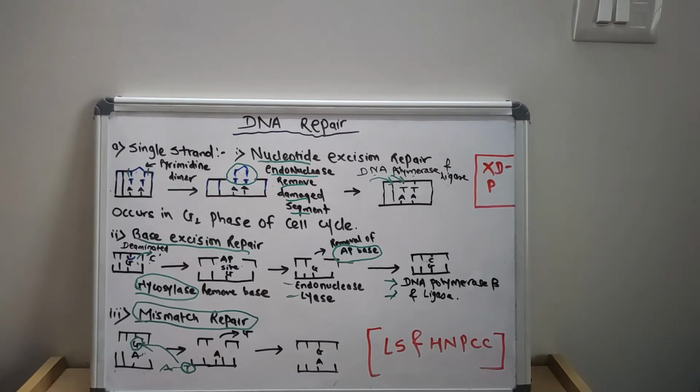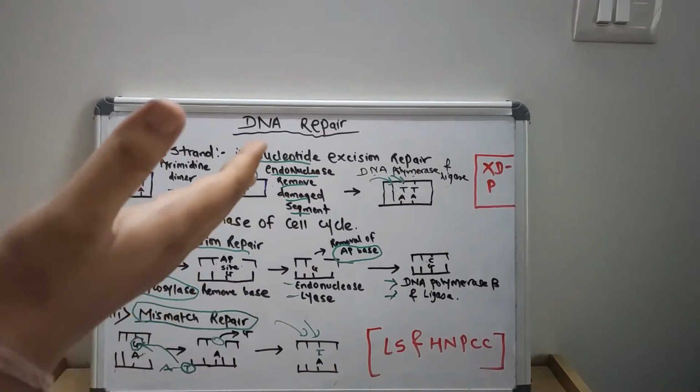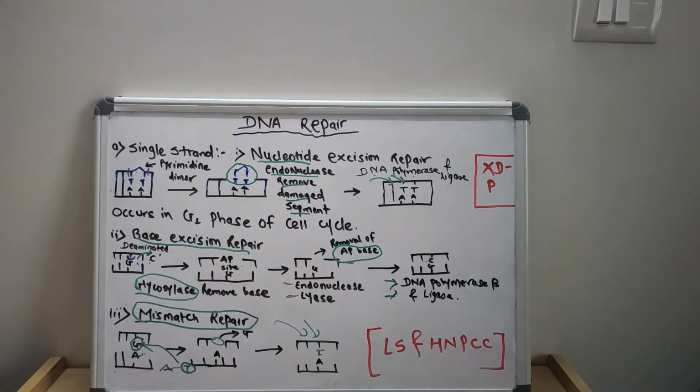It occurs by removal of that strand, removal of the guanine, and the gap is resealed again by the thymine. So the mismatch repair is defective in Lynch syndrome and hereditary non-polyposis colorectal cancer. So we have discussed nucleotide excision repair, base excision repair, and mismatch repair.